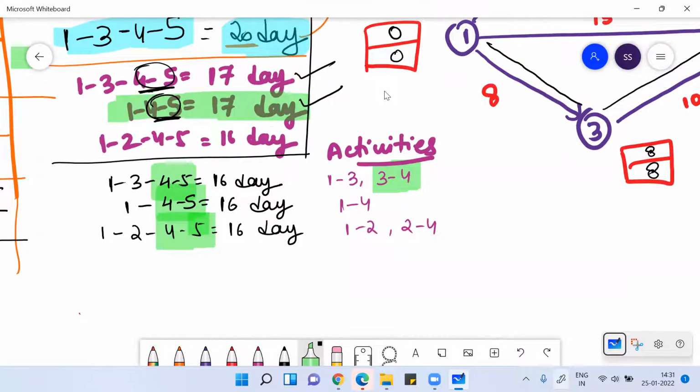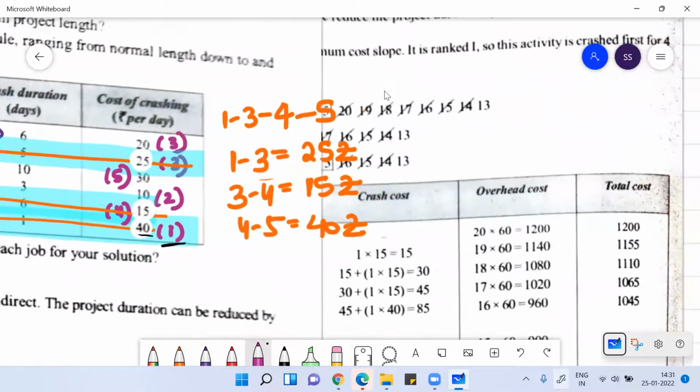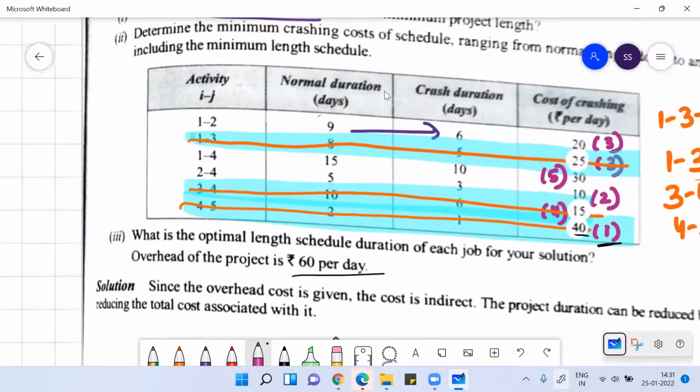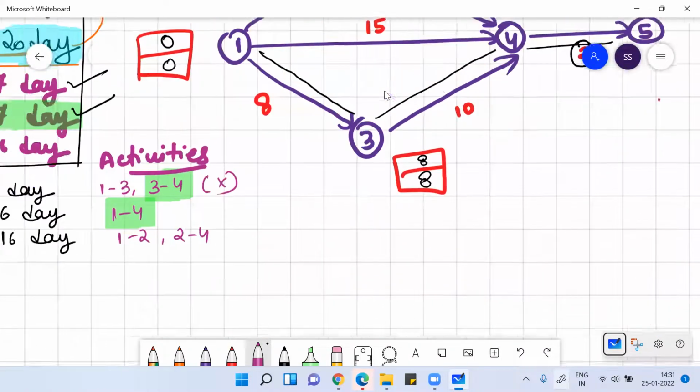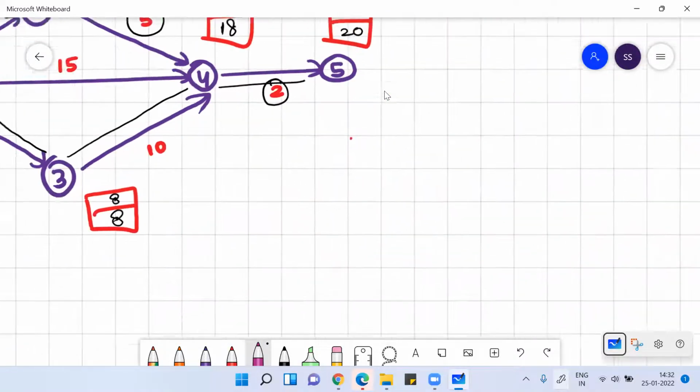And for path 1, 4, 5, I'll crash 1 to 4. I don't have any other option. After I crash 3 to 4, nothing will be left for it. How much is the duration for 1 to 4? 1 to 4 is 5 days, so enough is there. For the other path, I can crash 1 to 2 and 2 to 4, whichever is less.